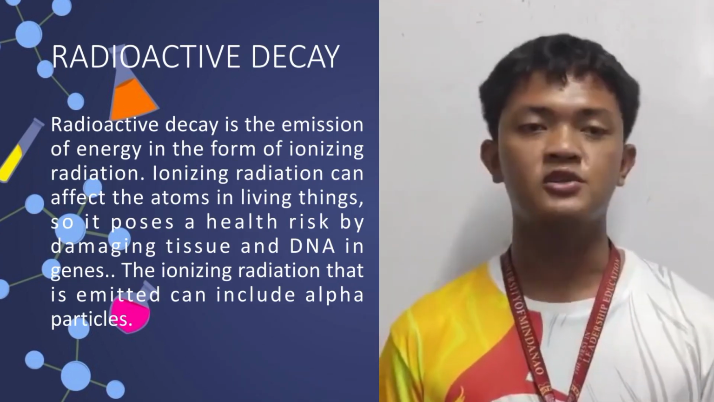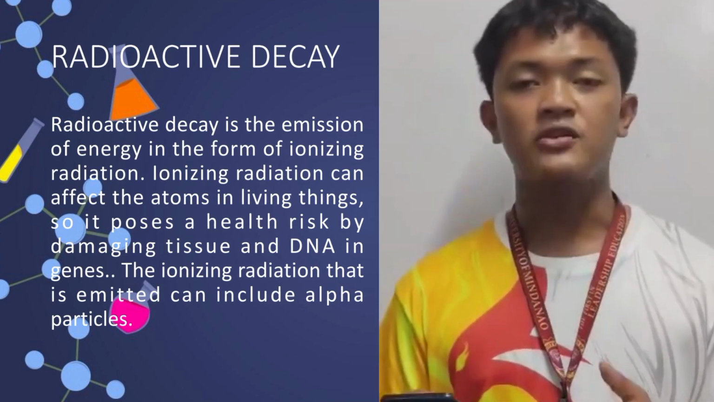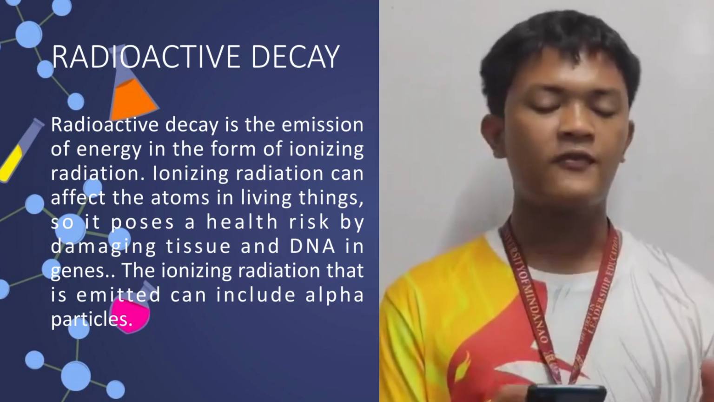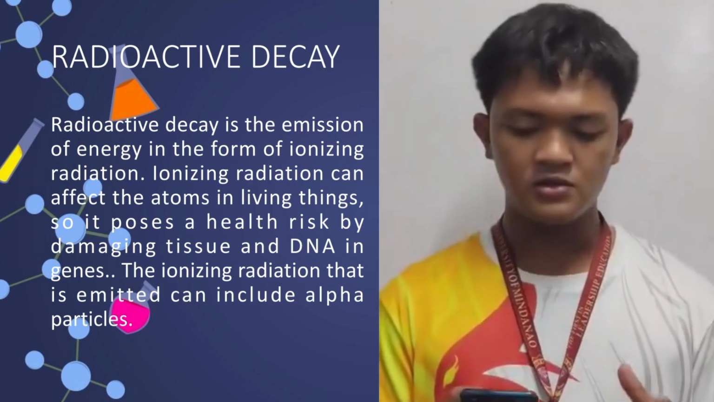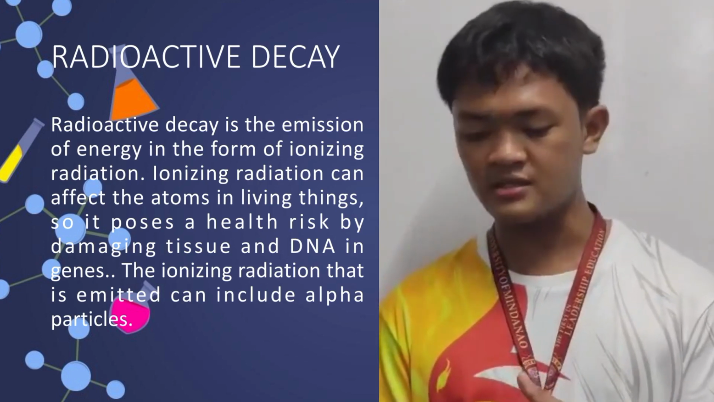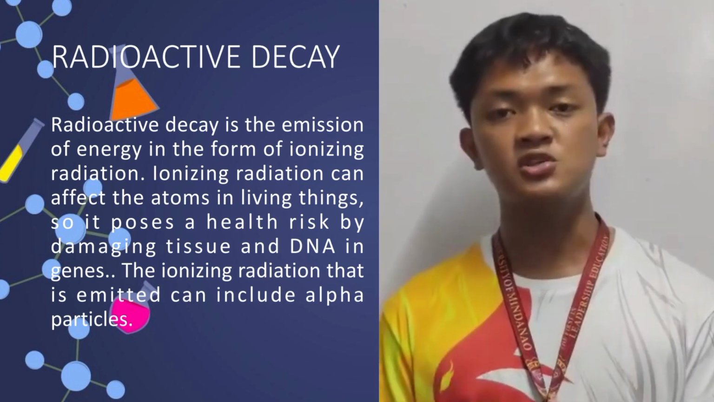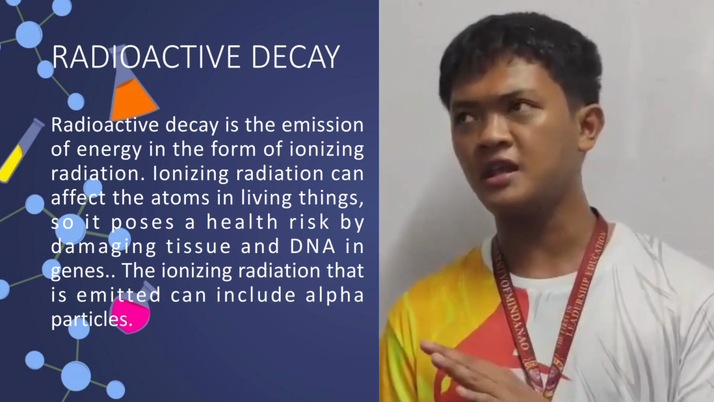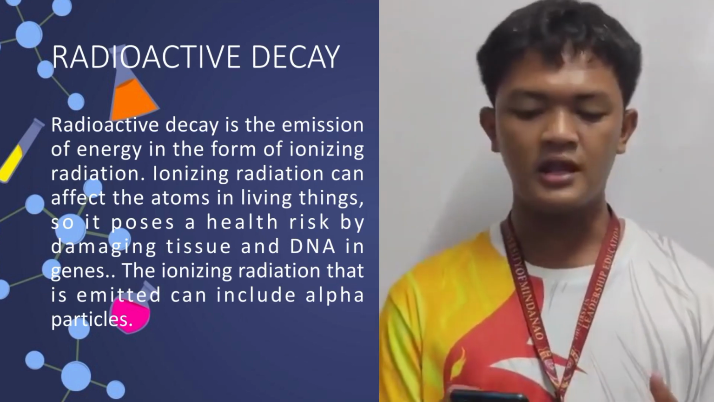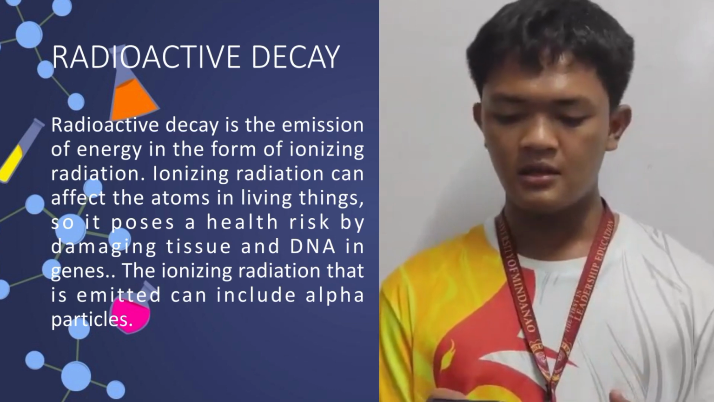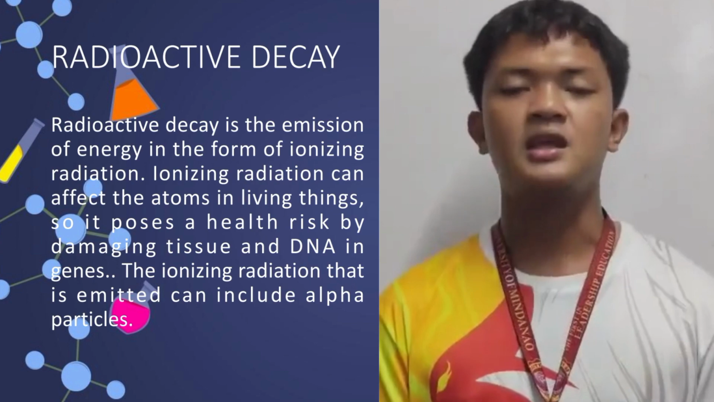Radioactive decay is an emission of energy in the form of ionizing radiation. Ionizing radiation can affect the atoms in a living thing, so it poses a health risk by damaging tissue, organs, and DNA in genes. Ionizing radiation that is emitted can include alpha particles.